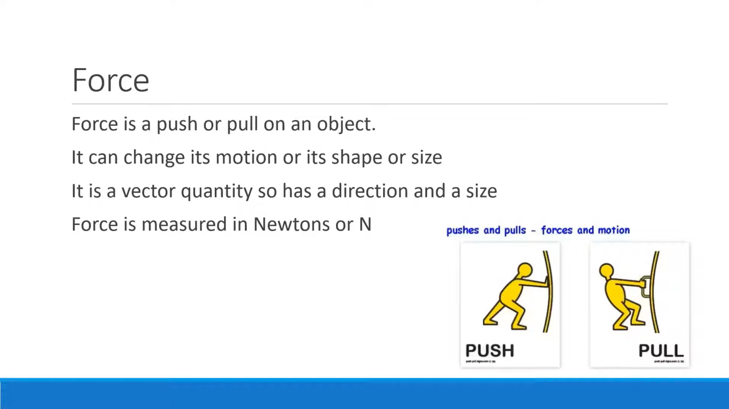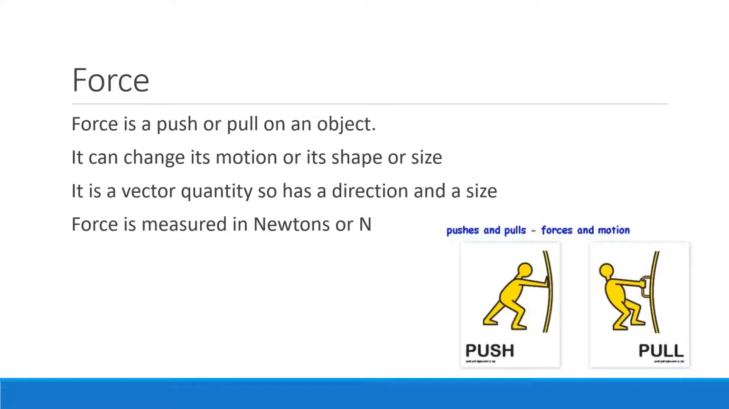Force is a vector quantity. It has a direction. You can only push or pull in a direction. Pushing and pulling, by the way, can be considered the same force, just in different directions. A pull is like a negative push, if you want to think about it like that. And of course, force is measured in newtons, or N.